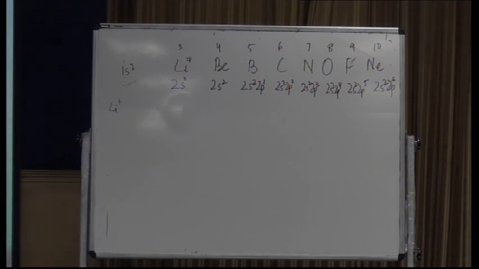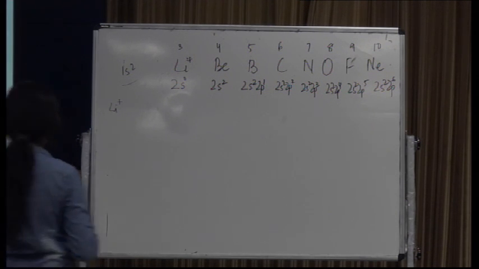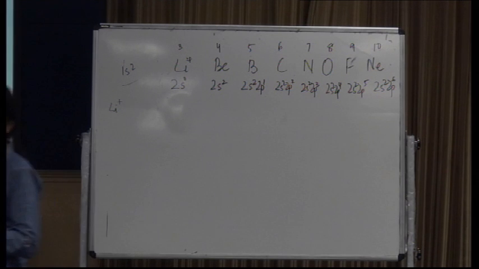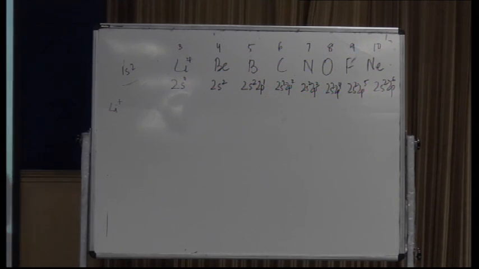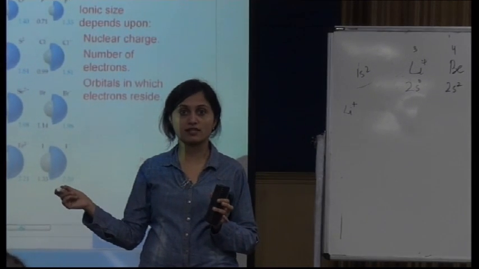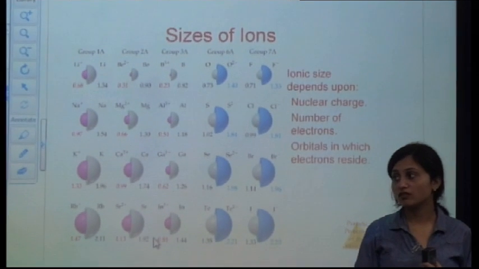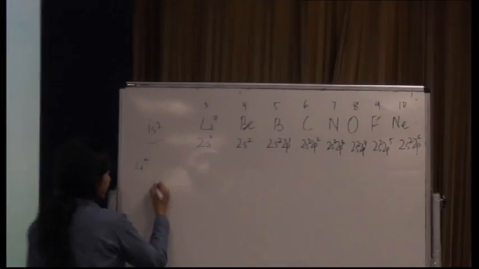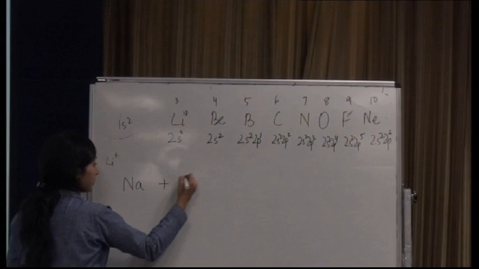Difference between covalent radius and metallic radius. See, for that we need to discuss what is a metallic bond and what is a covalent bond first. What is an ionic bond? Ionic bond is the one which is formed by the complete transfer of electrons. जैसे NaCl, right? This is your previous classes thing. You have Na plus Cl.